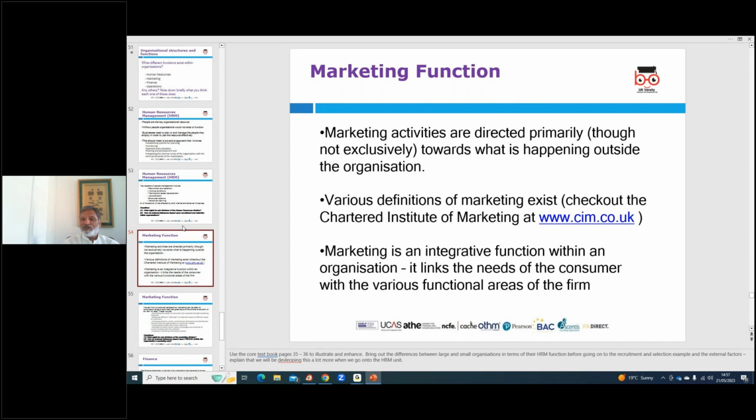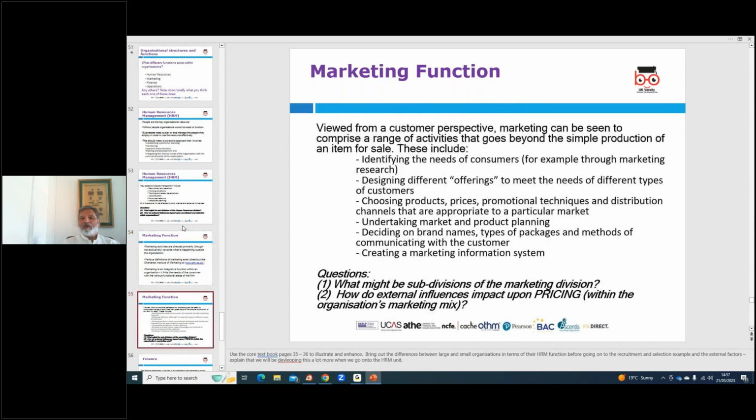Okay, so you need to make sure that they are interactive or integrating functions within the organization. Although they're not production, they are still a strategic function which represents their view to the world. So you need to look at the marketing function from the customer's perspective, from the needs of the consumers.